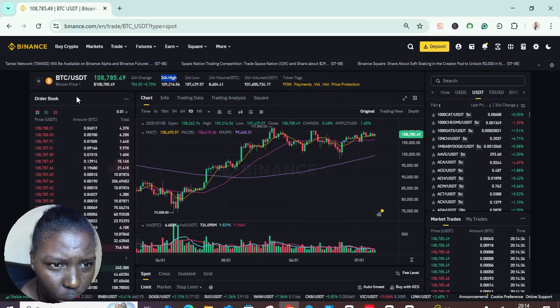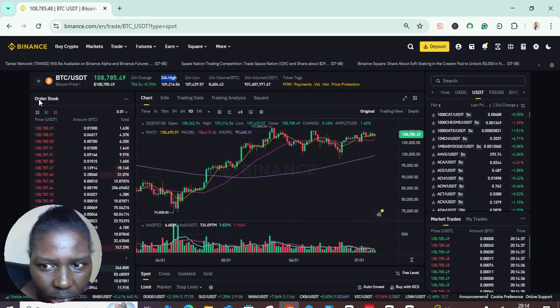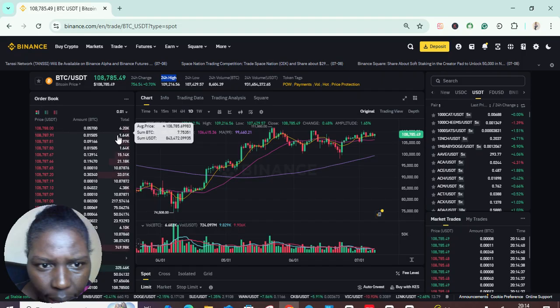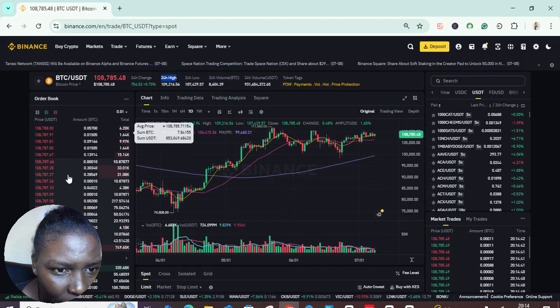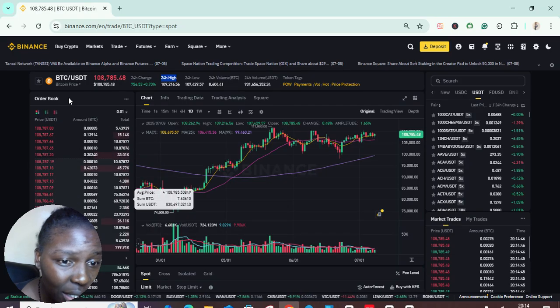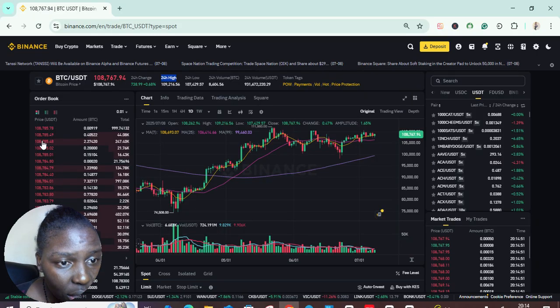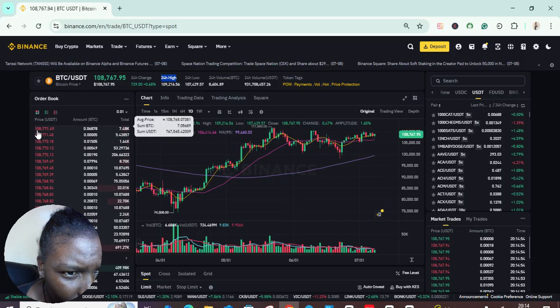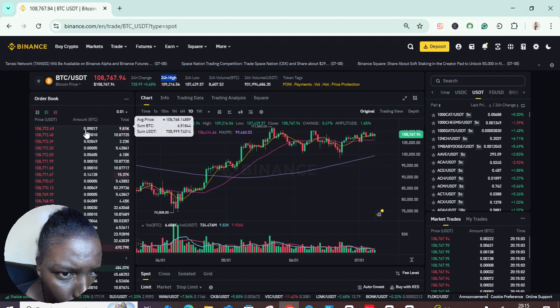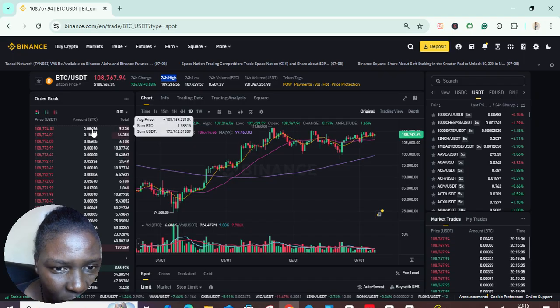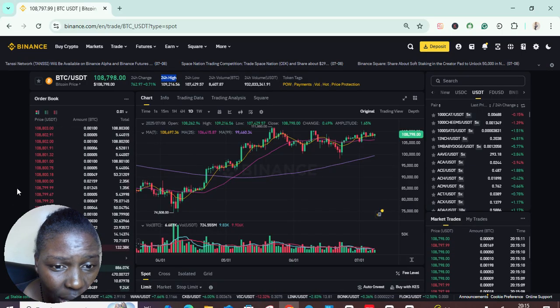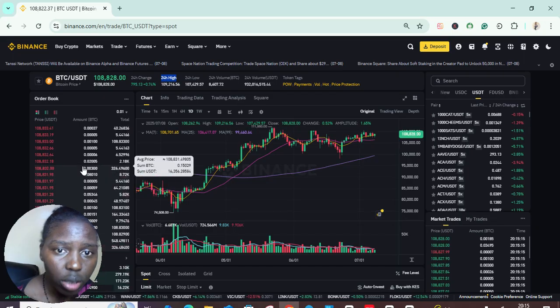Okay, so here's the order book. It's like how the trading is going, and this is basically how people are buying and selling the cryptocurrency. Other people, you know, Binance has millions of users, so this is how they are trading. Like for example, here at 108,772 USDT, that is equal to this amount of Bitcoin. Okay, the price is changing. It can be difficult to tell, but basically this is how the other users on Binance are trading the Bitcoin.